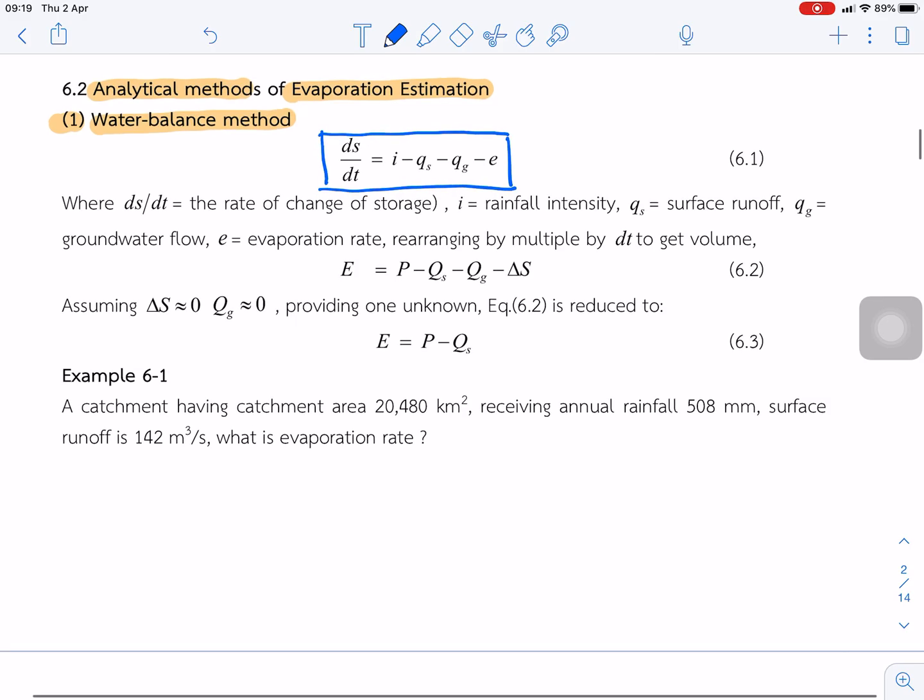Okay, for example, we can define the evaporation from this bottom equation. If the change in storage is 0 and Qg is 0, so we can estimate that E is equal to the difference between rainfall and runoff. Okay, based on this equation.